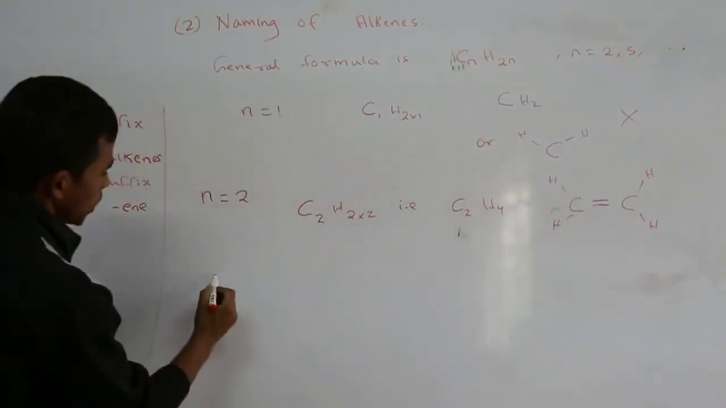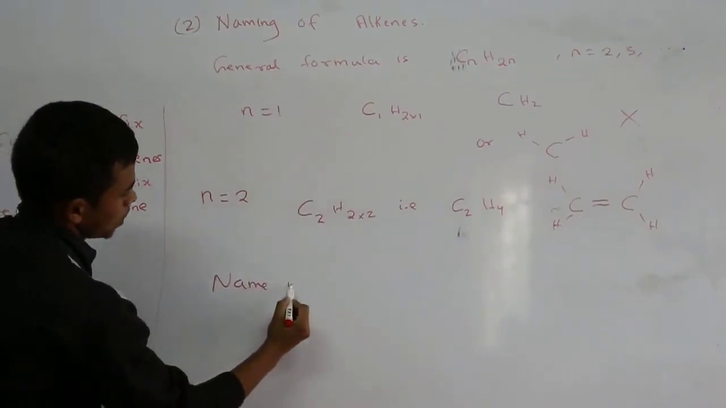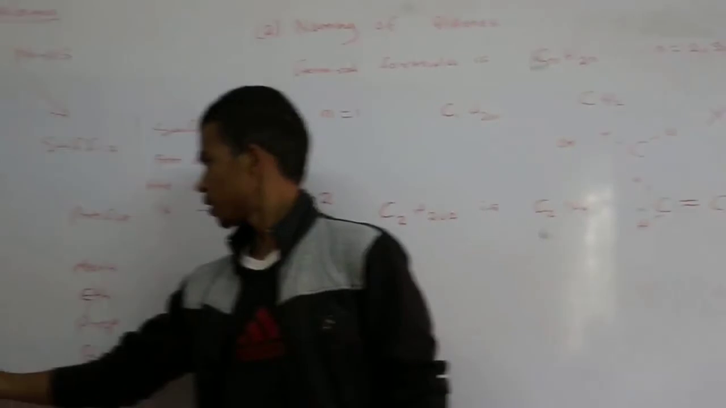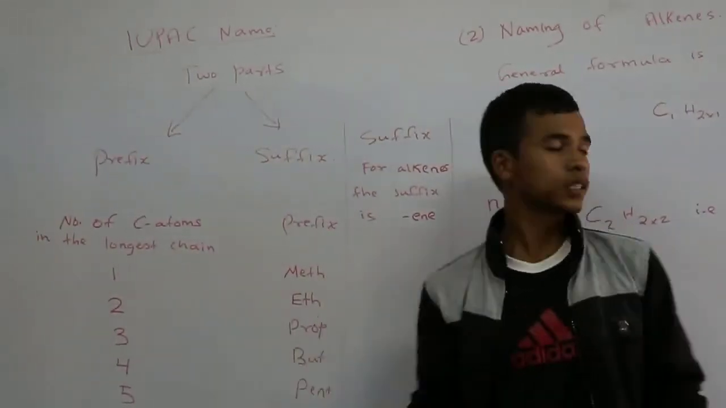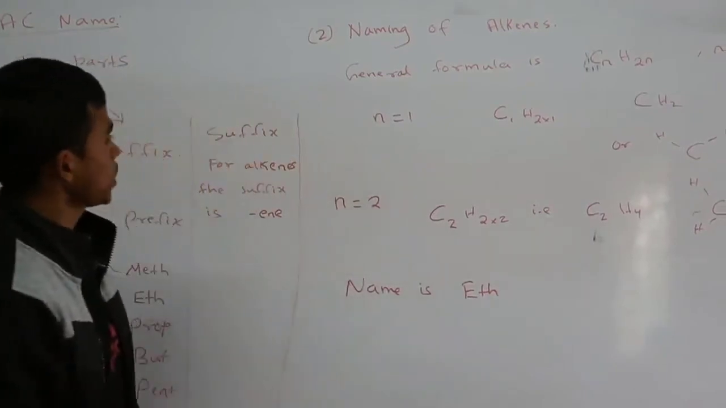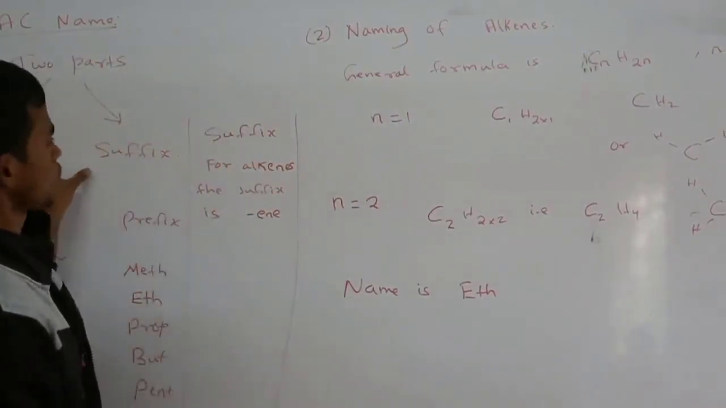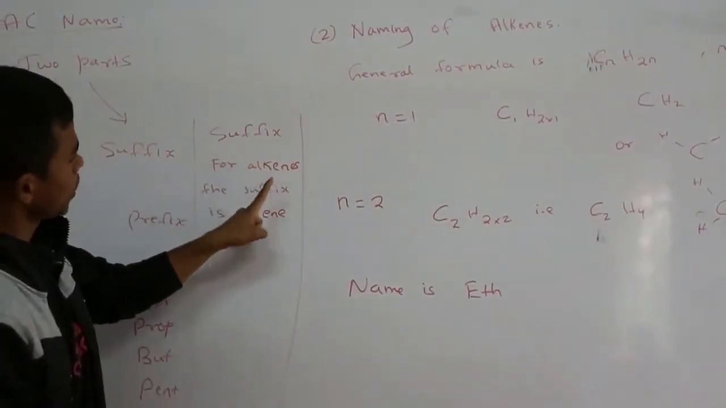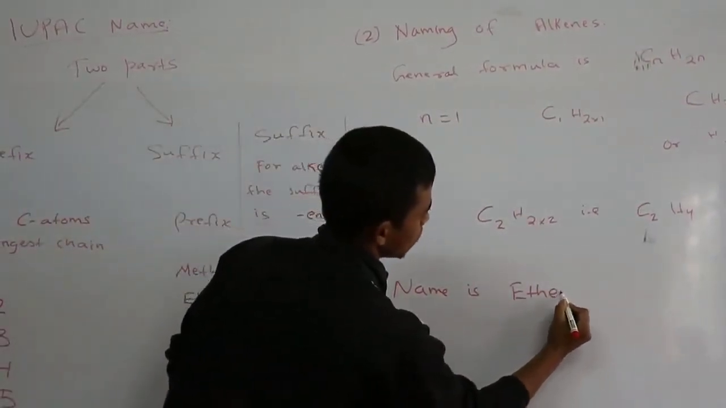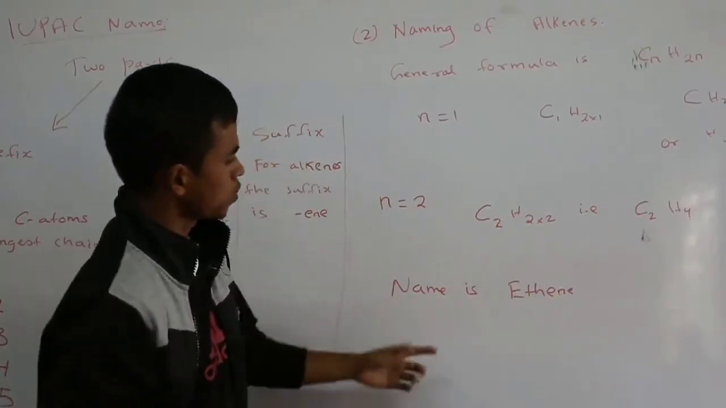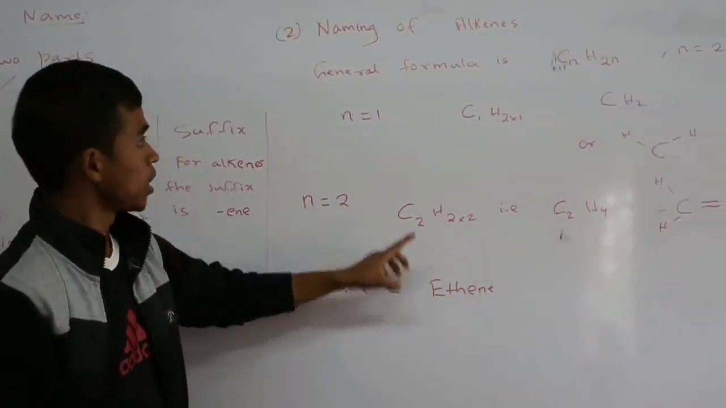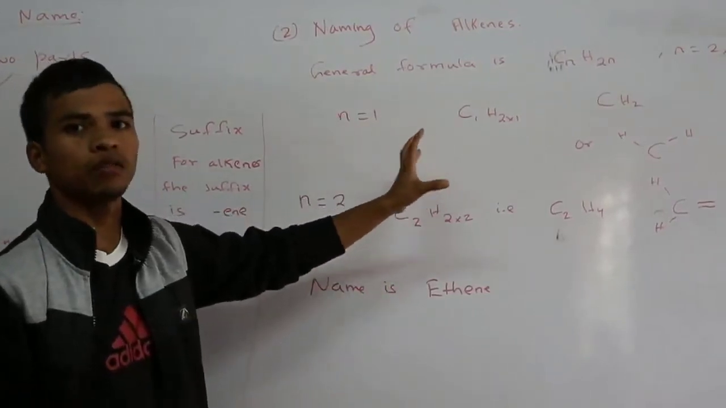So the name again here is, the prefix for 2 carbon atoms would be eth, E-T-H. So eth, and it will be followed by the suffix following this rule. And for alkene, the suffix is "-ene". So that's why we add this. So the name of this hydrocarbon is ethene. We can also try for n equal to 3, 4, 5.